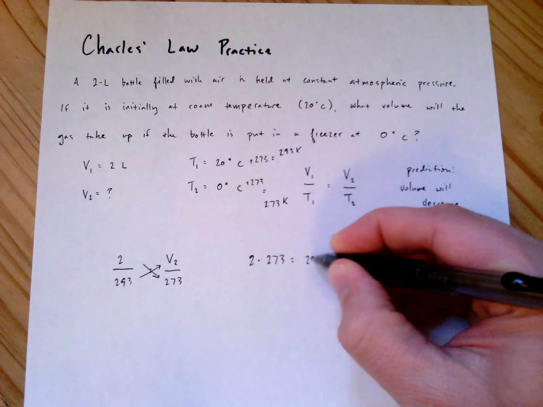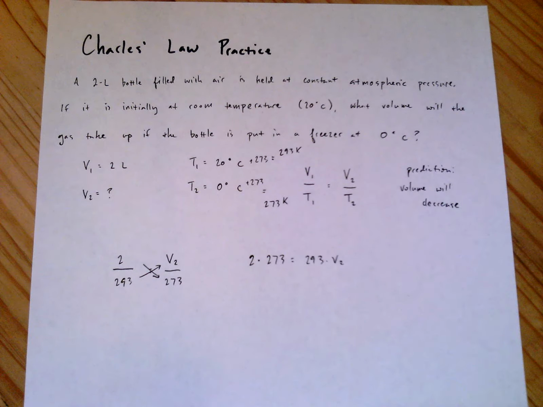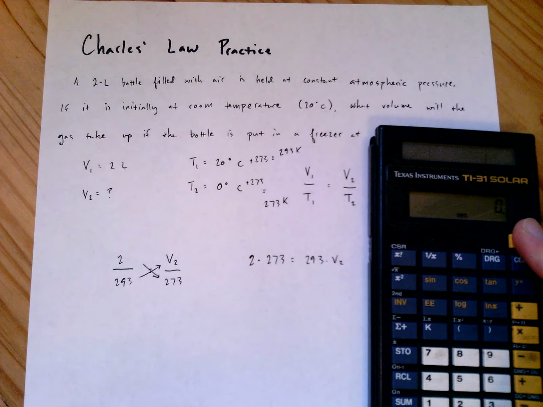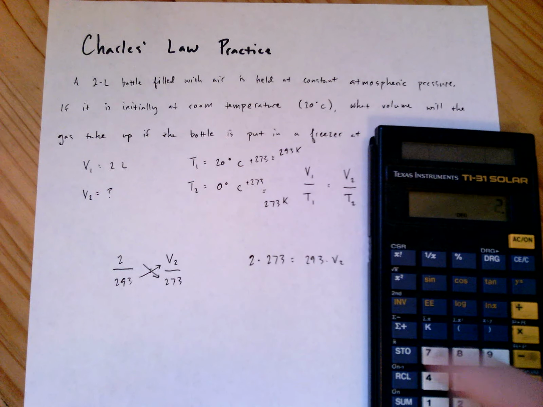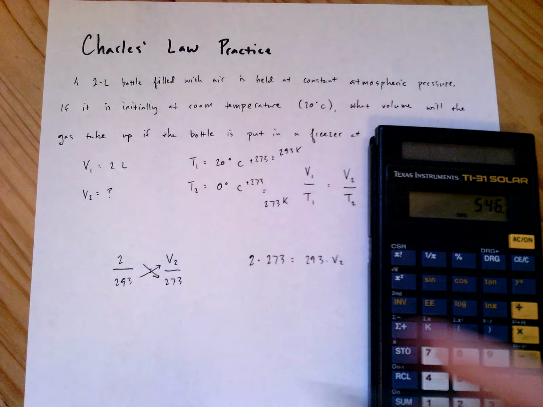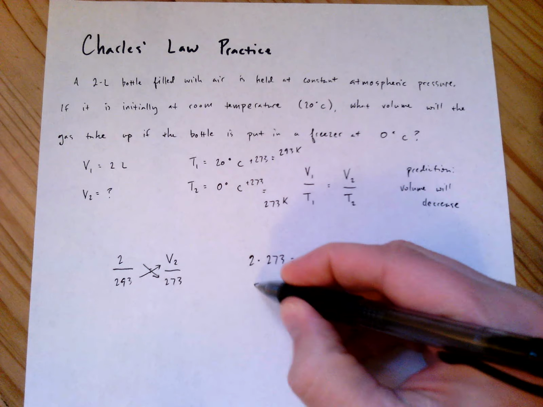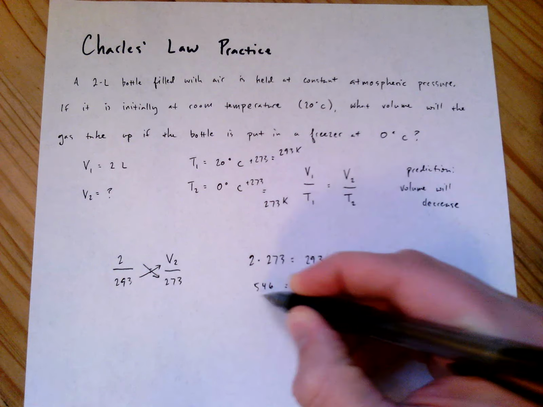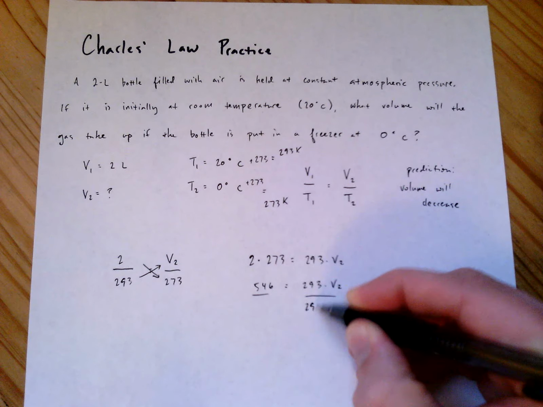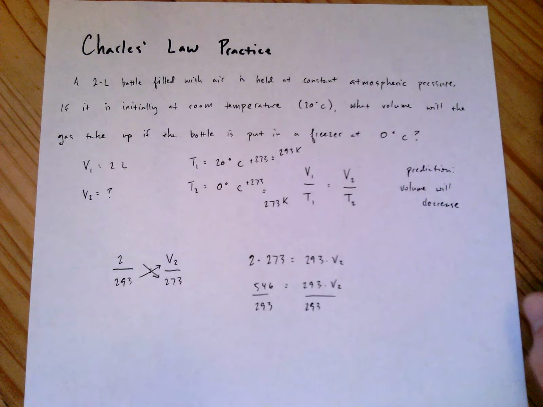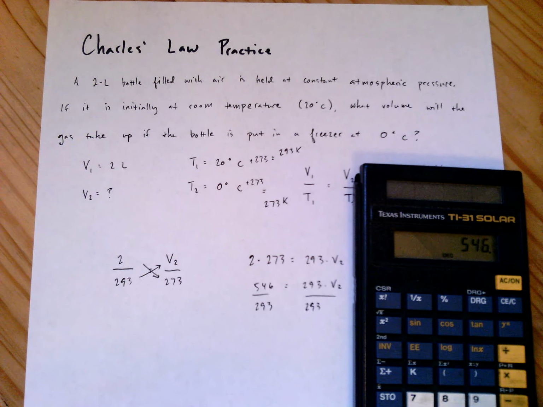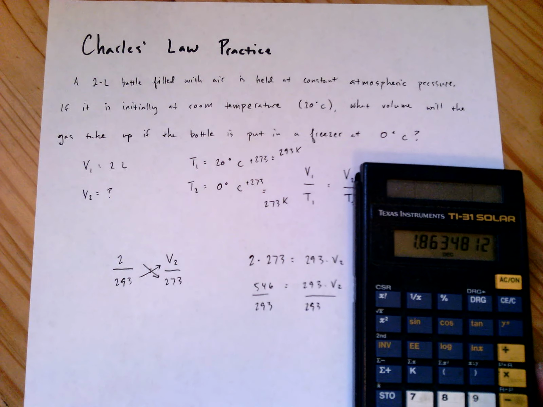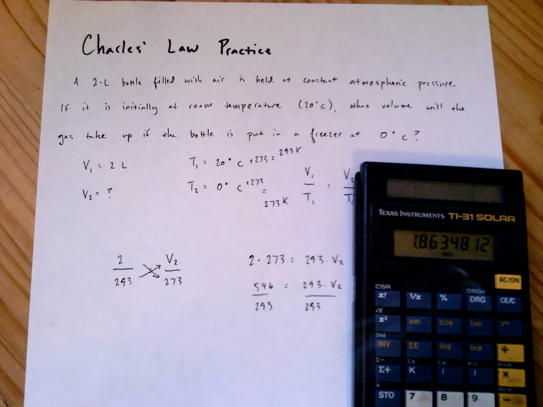All right, calculator time. Left-hand side of our equation, 2 times 273, that's going to give me 546. Right-hand side of our equation, 293 times V2. To get V2 by itself, let's divide both sides by 293. So 546 divided by 293 gives me an answer of 1.86 for volume 2. Remember, guys, follow significant digits rules. We've got 3 significant digits in this, 3 significant digits in this. So let's round to 3 significant digits.